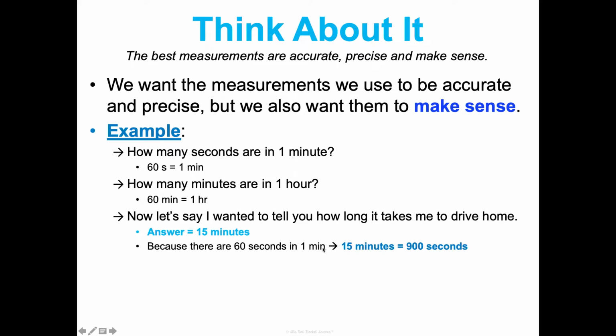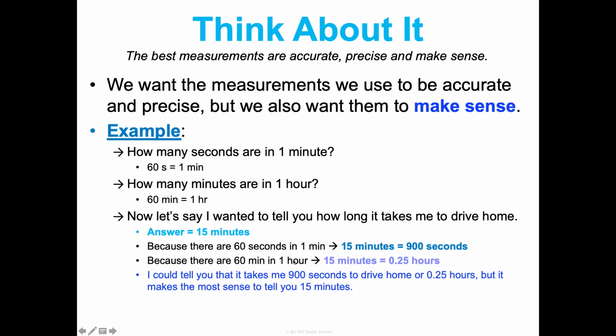If there's 60 seconds in 1 minute, that means that 15 minutes, which is how long it takes me to drive home, is the same as 900 seconds. And if there's 60 minutes in 1 hour, 15 minutes is the same as 0.25 hours. Okay, now I could tell you it takes me 900 seconds to drive home, or I could say it takes me 0.25 hours to drive home.